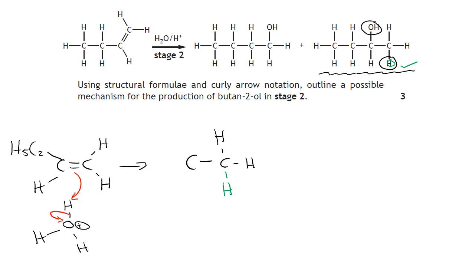What we've got is our H5C2, and we have got another hydrogen. And that is our carbocation. It's going to form that one as our major product because this is the more stable carbocation. If we added the hydrogen onto the left-hand carbon and had the positive charge on the right-hand one, there would not be as much inductive effect from groups stabilizing the carbocation.